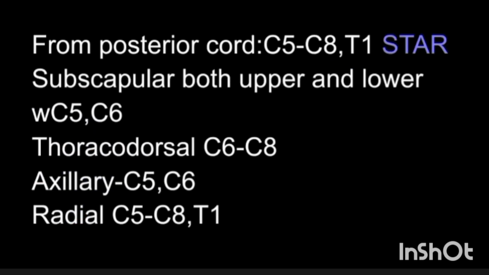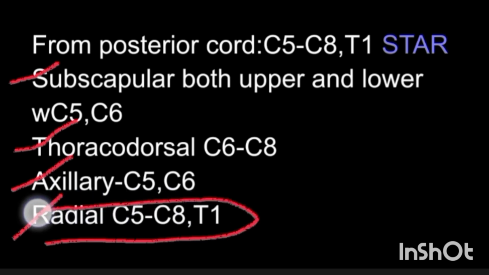From posterior cord, the posterior cord has the root value from C5 to C8 and T1. Here the mnemonic is STAR. S for subscapular, both upper and lower subscapular, T for thoracodorsal, A for axillary and R for radial. Radial is the longest, so it has all the root values C5 to C8 and T1.